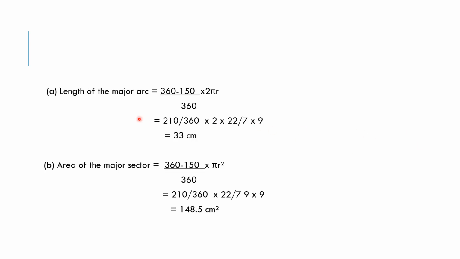The length of the major arc is given by (360 minus 150)/360 into 2 pi r. 360 minus 150 is 210, so 210/360 into 2 into 22/7 into 9. That is 33 centimeter. And the area of the major sector is equal to (360 minus 150)/360 into pi r square, so that is 210/360 into 22/7 into 9 into 9. That is 148.5 centimeter square. So the length of the major arc is 33 centimeter and the area of the major sector is 148.5 centimeter square.